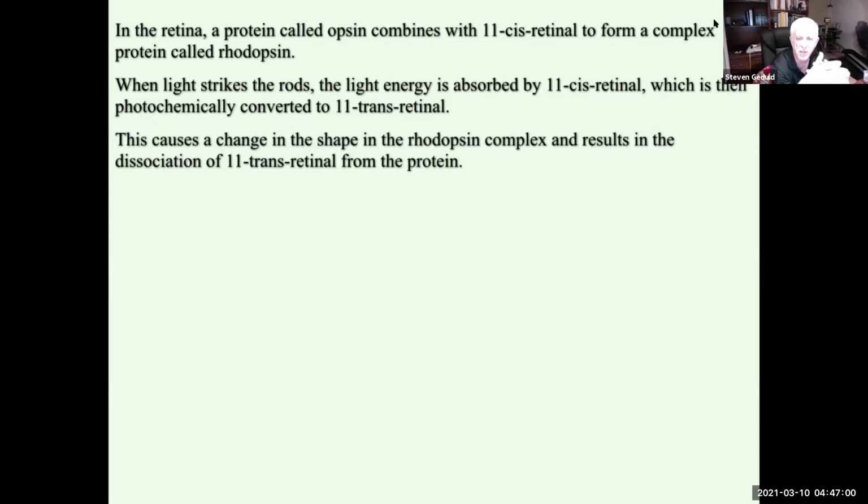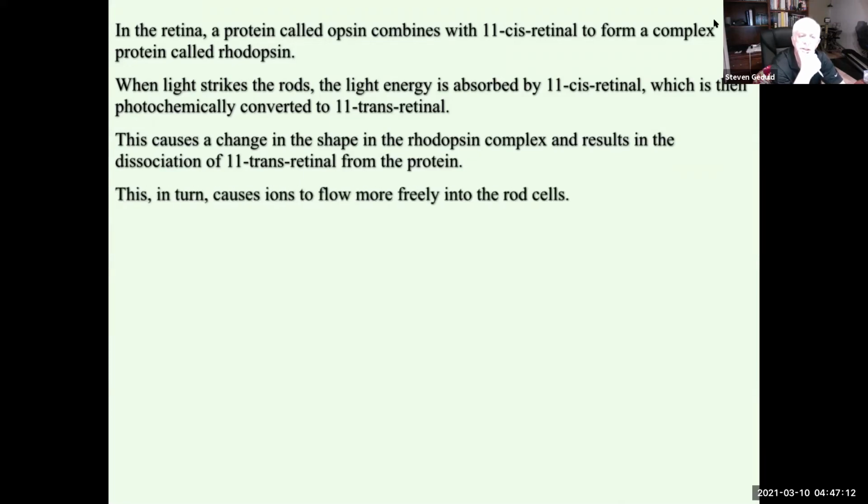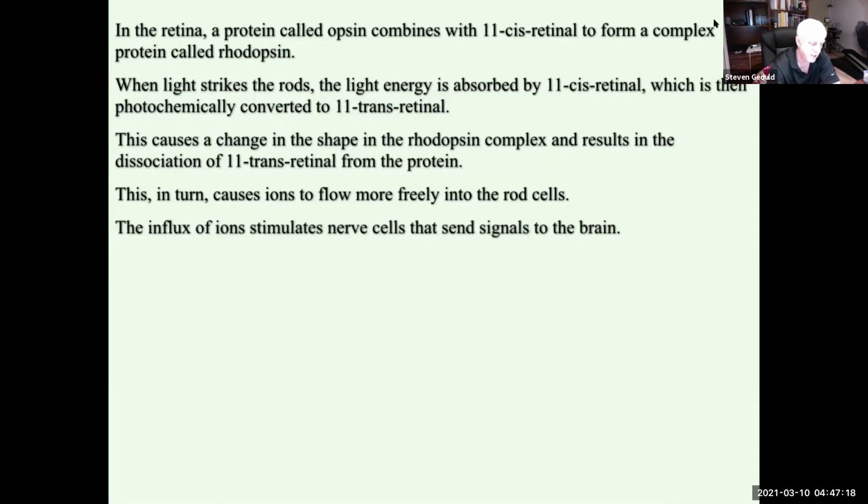This causes a change in the shape of the rhodopsin complex and results in the dissociation of 11-trans retinal from the protein. Once it changes shape, the protein breaks away from it. That signals the eye that light has been seen. This causes ions to flow more freely into the rod cells. The influx of ions stimulates nerve cells, and that sends a signal to the brain.